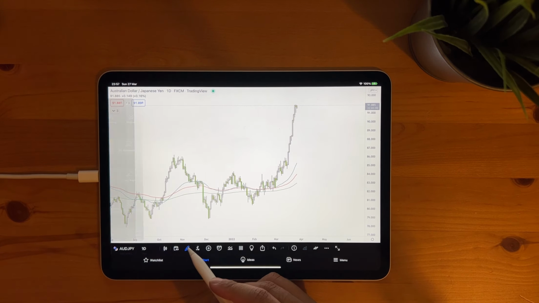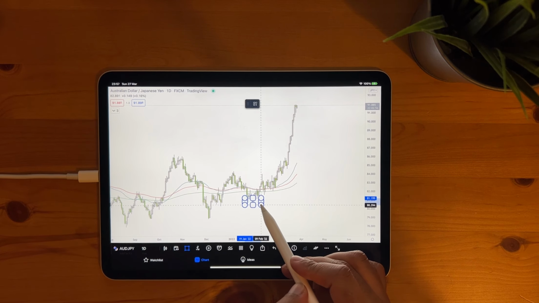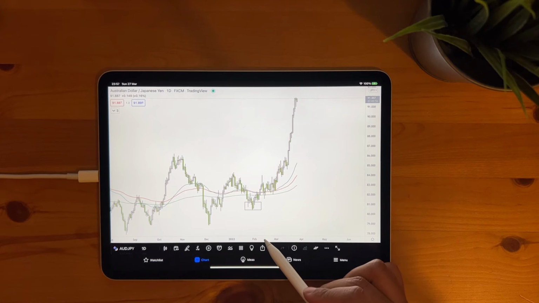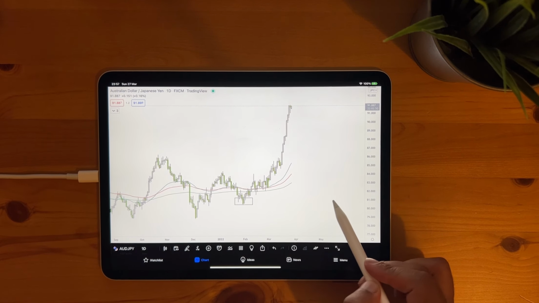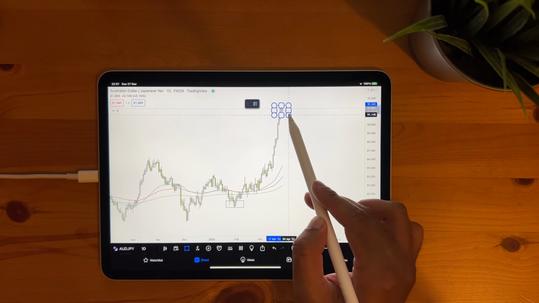So step number 1 would simply be to identify the swing low and swing high. To do this, you simply find the lowest point price travelled to, as highlighted on the chart, and then you simply find the highest point price travelled to, like so.